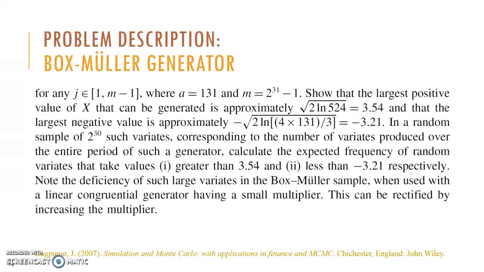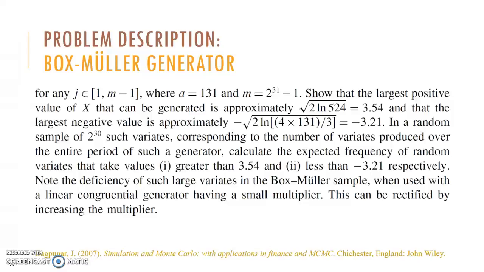So for any value of J between 1 and M minus 1, where A is equal to 131 and M is equal to 2 to the power of 31 minus 1, show that the largest positive value of X that can be generated is approximately 3.54, and that the largest negative value is approximately negative 3.21.